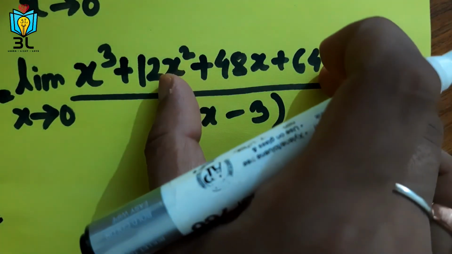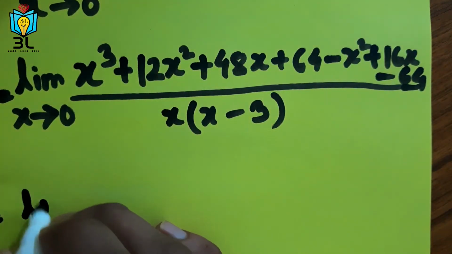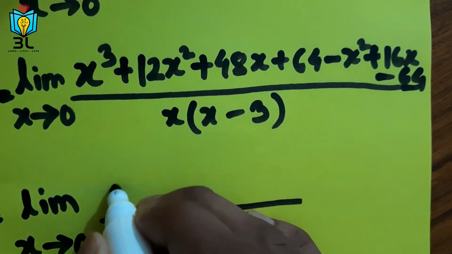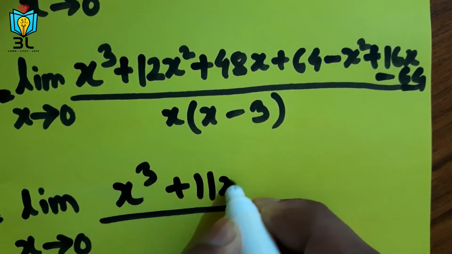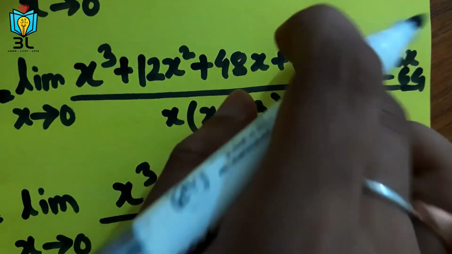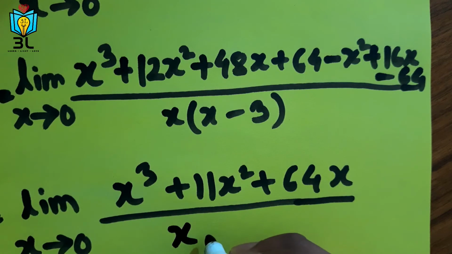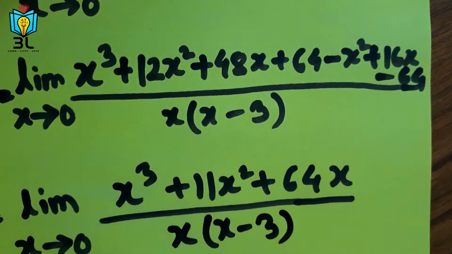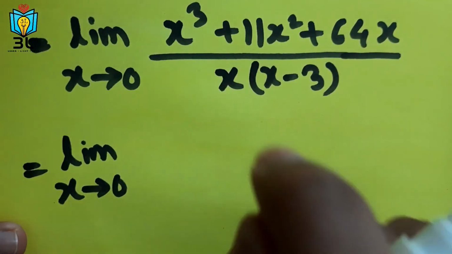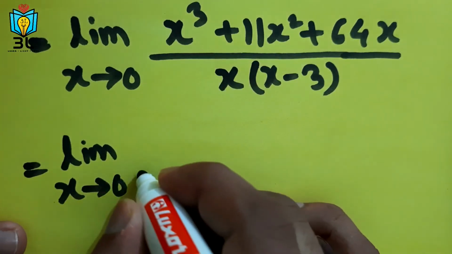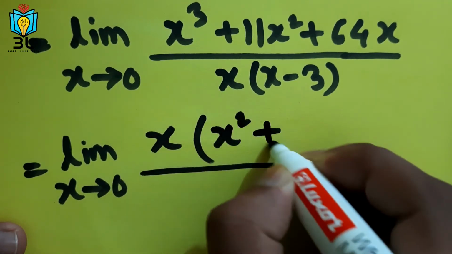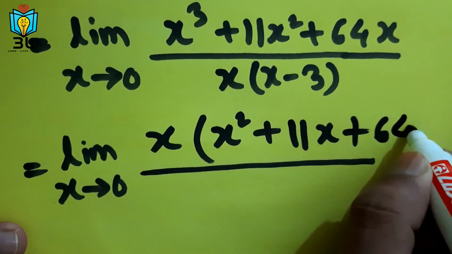So if we calculate the numerator part, we will get limit x tends to 0. In the numerator part, we will have x cube plus 11x square plus 64x. This is the simplified form of the numerator, and in the denominator there will be the same x into x minus 3. So now we can take the common part of the numerator. What will be the common here? x. So if we take x as common, then we will have x square plus 11x plus 64.